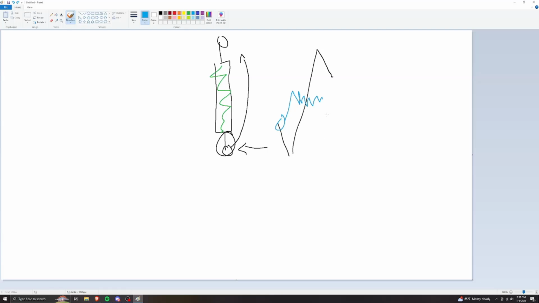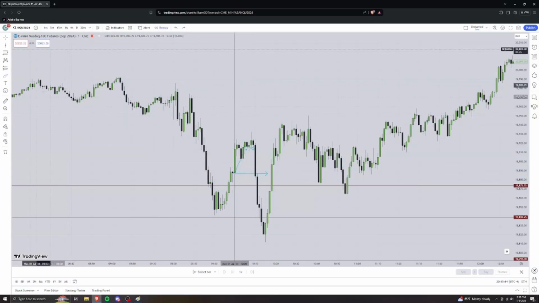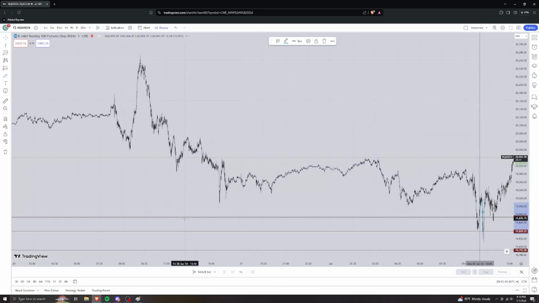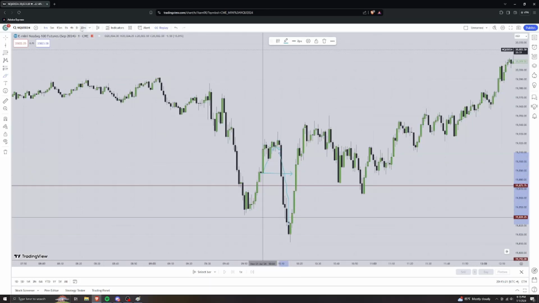So we do want to test this level again. And so when we're at this point in the power of three, we can expect some sort of manipulation down, which is exactly what we get continuing on with this news volatility here. We get this manipulation down here, and we've got this extra liquidity that I marked out, and you can see it more clearly on the 30-minute chart.